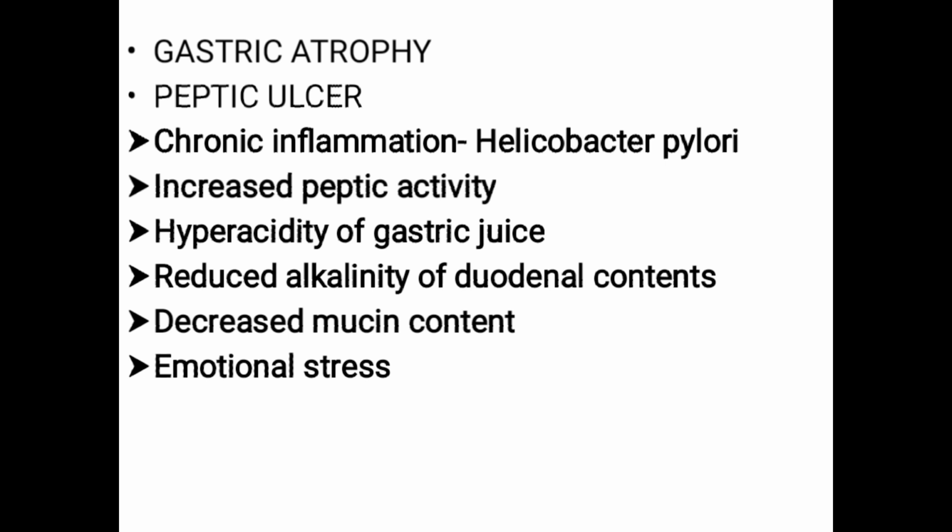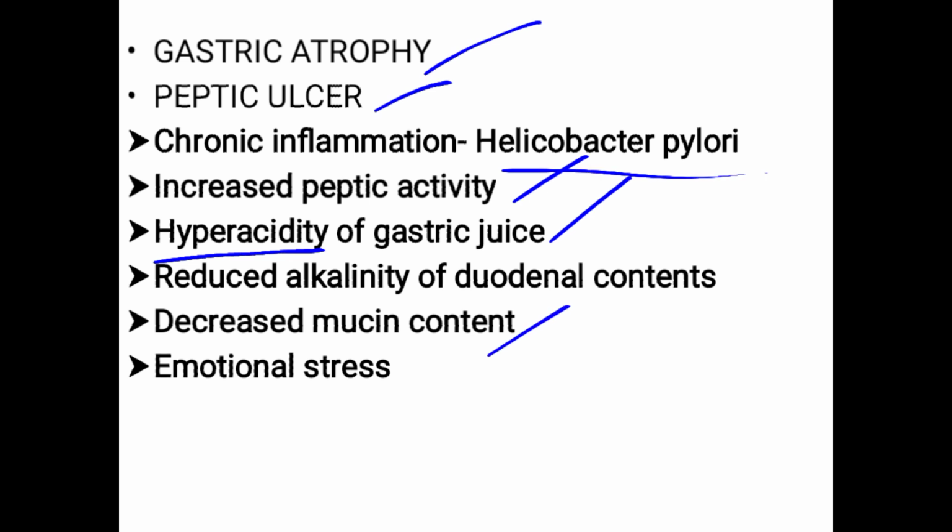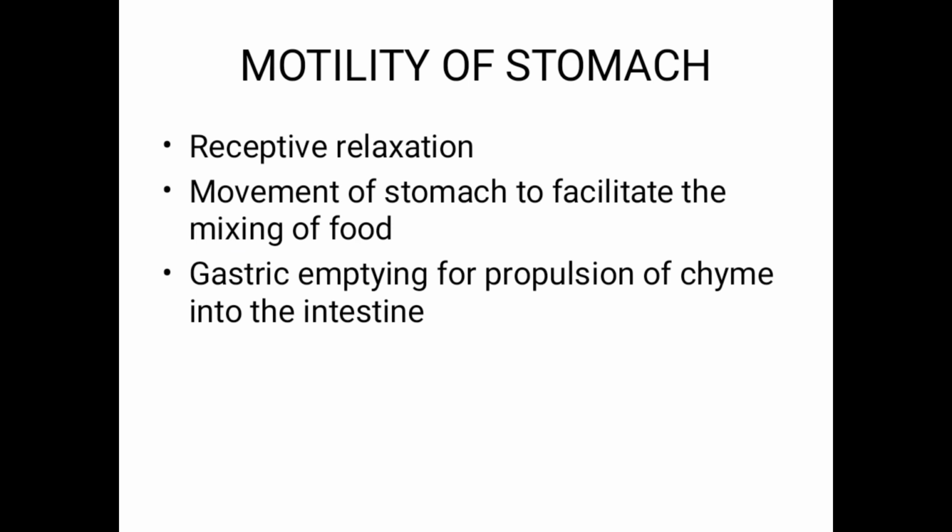So the next one is the clinical condition, the pathological condition or clinical physiology. So gastric atrophy, peptic ulcer. Ulcer means there is an inflammation by Helicobacter pylori that increases the peptic activity. So gastric juice secretion will increase, causing hyperacidity, then decreased mucin content. Emotional stress and all that will also cause the ulcer.